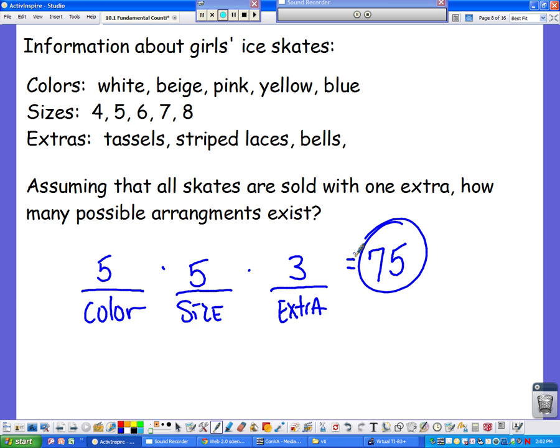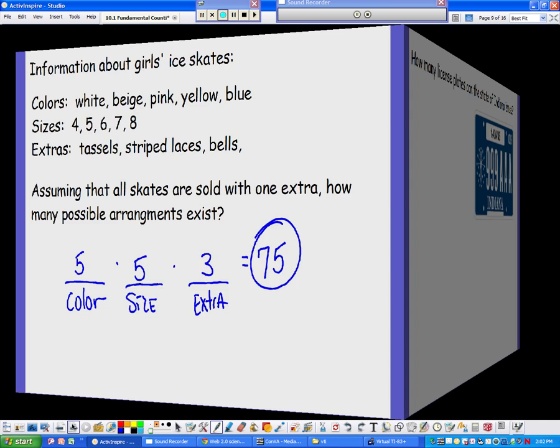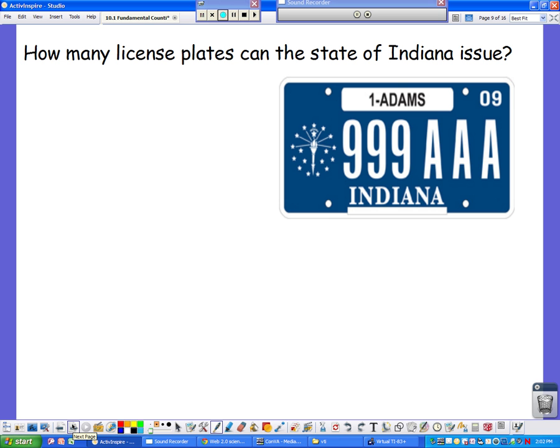Now, the fundamental counting principle is not only for determining how many options you can come up with from popcorn to food to clothing, you can also determine how many license plates can be made, or how many passwords, for example. So let's assume this is the pattern for the state of Indiana on their license plates, where the first 3 are numbers or digits and the last 3 are letters.